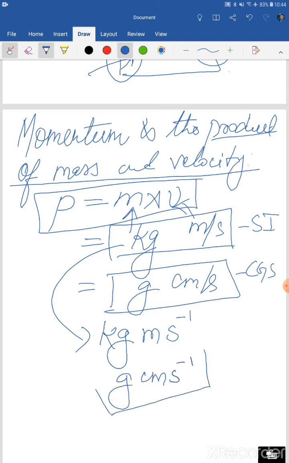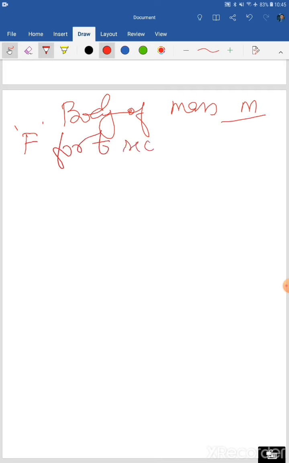But let me take one example. There is a body of mass m, and to this I apply a force F for t seconds. This is t, small letter t, seconds. So when I apply a force on a moving body, what happens? Obviously its velocity is going to change. Mass will remain the same, but its velocity is going to change.